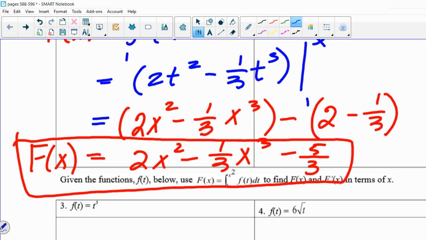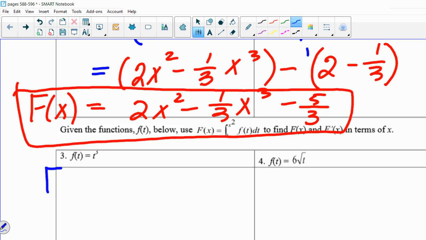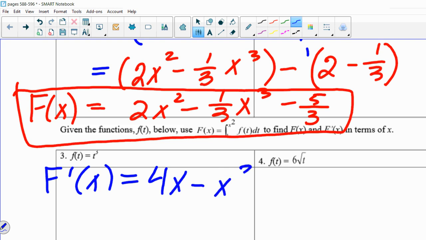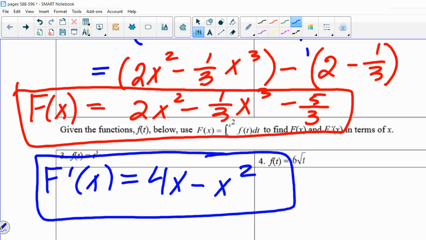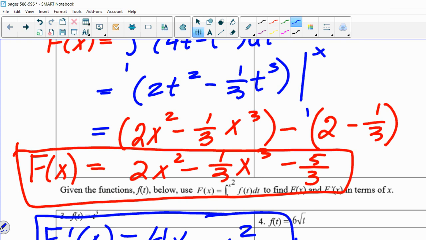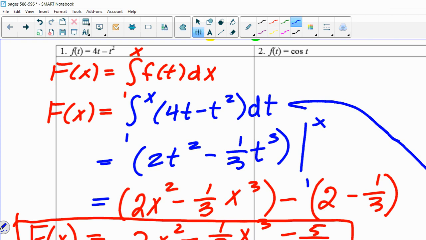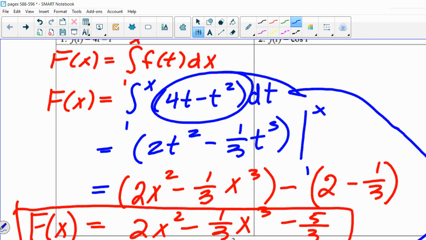Now it asked us to take the derivative of this. Well, big F prime, we're just going to take the derivative. So what is that? 4x minus x squared. Well, look at that. This is this evaluated at x, 4x minus x squared. That's what I taught you before.